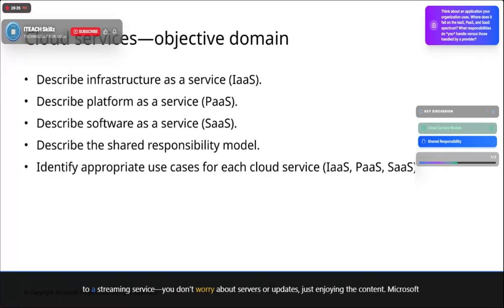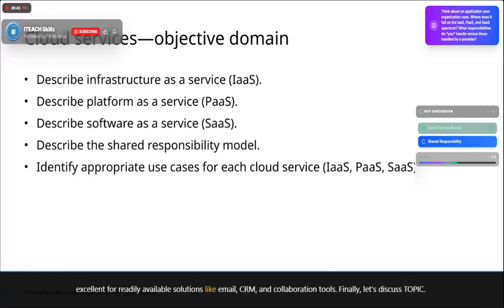Microsoft 365 is a classic example. Word, Excel, and PowerPoint are all accessible through your browser without any local installation or maintenance. SaaS is excellent for readily available solutions like email, CRM, and collaboration tools.